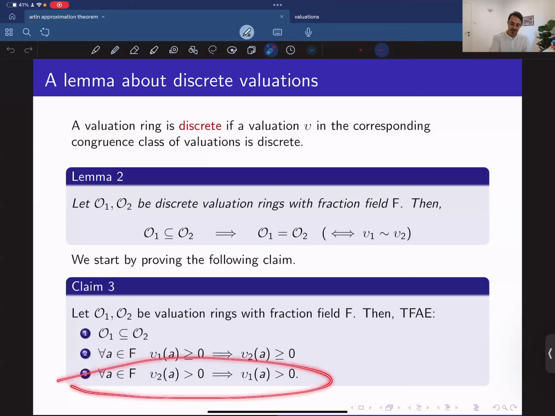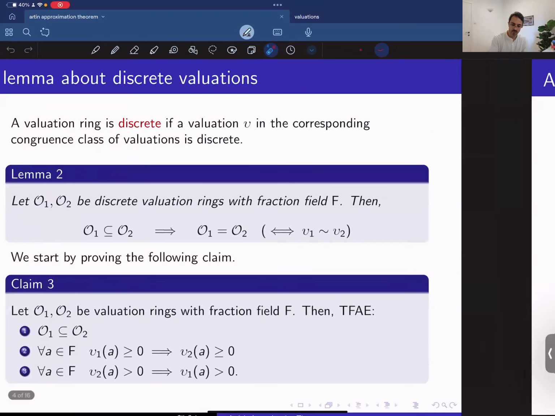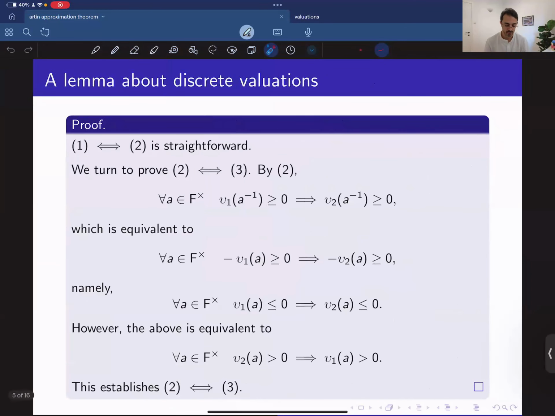Now, the third property looks almost like it's a typo. I copied this line and I changed the inequalities to strict inequalities, but I also flipped the indices, which does look like a typo, but it's not because there is a for every A in F quantifier. So we'll see. We just want to prove that 2 is equivalent to 3 and then we are done.